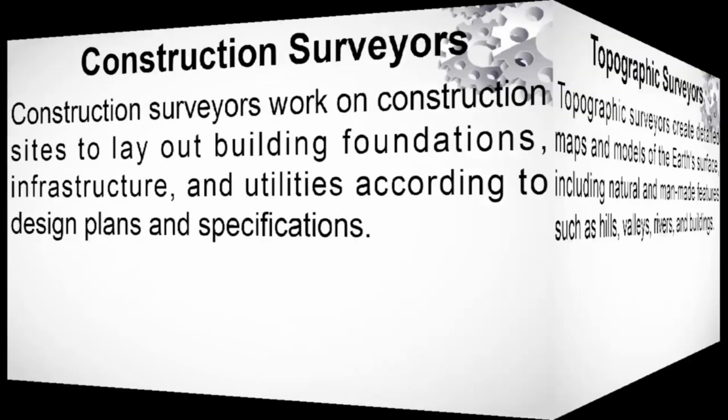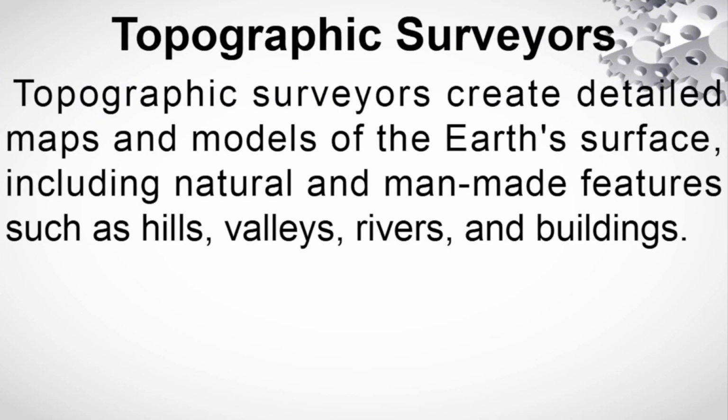Now the last but not the least is the topographic surveyor. A topographic surveyor creates detailed maps and models of the Earth's surface, including natural and man-made features such as hills, valleys, rivers, and buildings. So a topographic surveyor creates detailed maps of the Earth that you see on Google Maps, where you have a feature that lets you view the houses, valleys, and stuff. So it's by the help of the topographic surveyor and the use of a UAV that we are able to notice all those things.